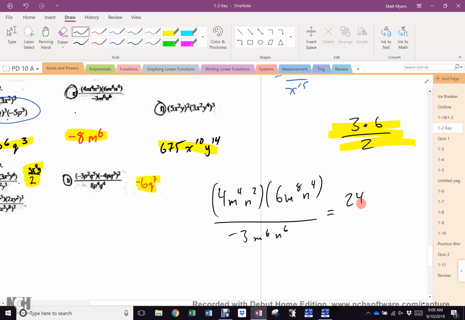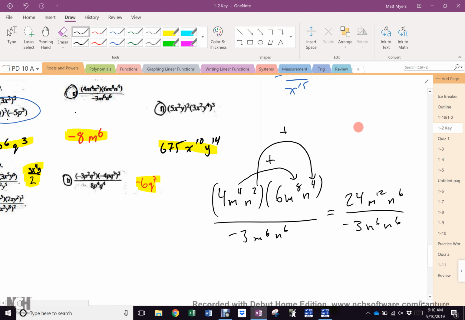Now what? M to the 12th, because you were doing 4 plus 8. Then what? Because you were doing 2 plus 4 over negative 3 m^6 n^6. Now, if I gave you this, what would you do? I would divide 8 by 2. Well, isn't this that? So what would you do? What's 24 divided by negative 3? Negative 8.